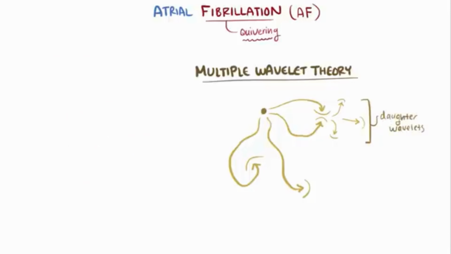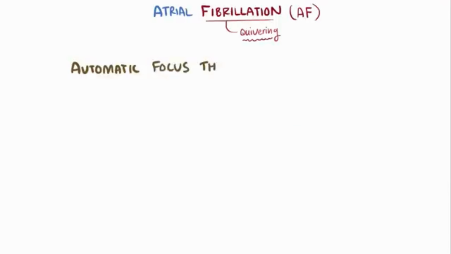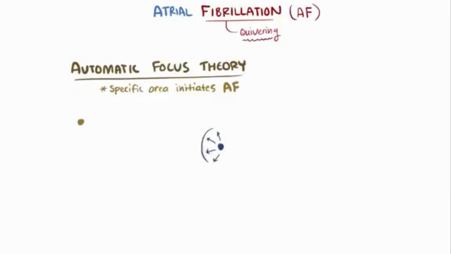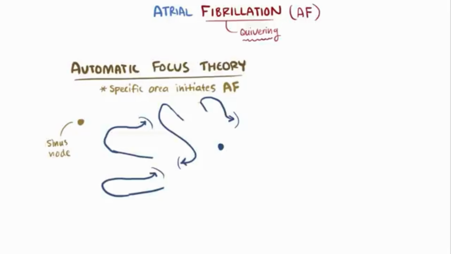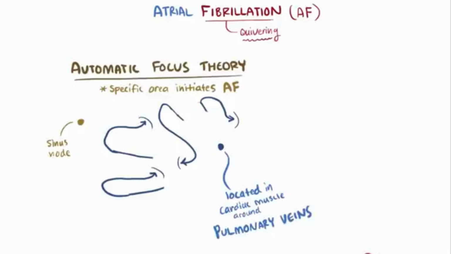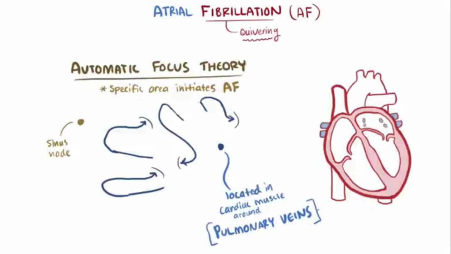Along with this multiple wavelet theory, there's also an automatic focus theory, where there's a specific origin that's thought to initiate AF by rapid firing of electrical impulses that overtake the sinus node. And combined with the risk factors and tissue heterogeneity, this can promote AF, and it's thought that the focus of cells are conducting cells in the cardiac muscle around pulmonary veins. Yeah, pulmonary veins. Remember that these veins physically enter the left atrium, and where the pulmonary veins enter, there's this tissue that has really unique electrical properties.